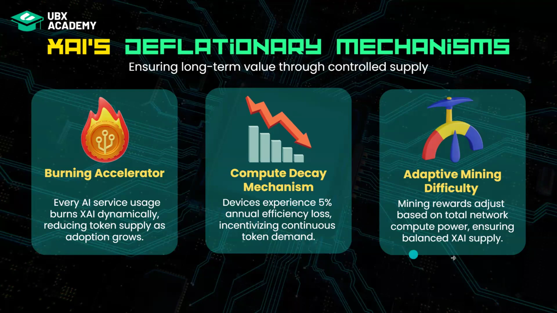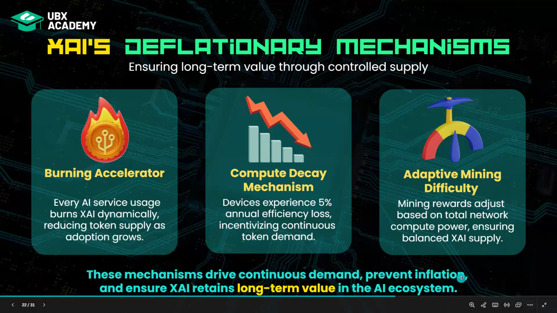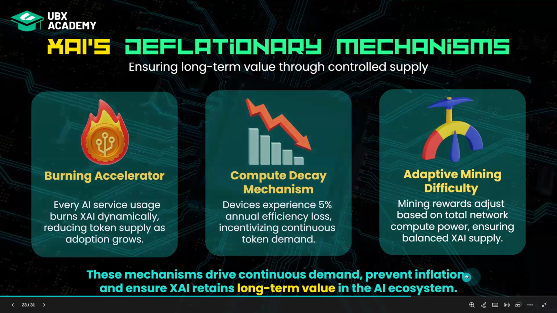So, adapting mining difficulty. Based on the total network, you control the rewards for giving compute power and ensure balance for the XAI supply. The mechanism will drive continuous demand and prevent inflation, to ensure XAI retains long-term value in the ecosystem.